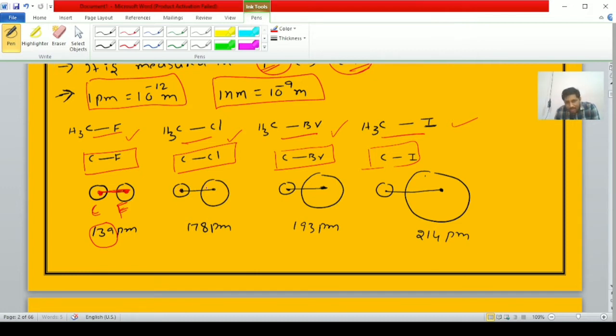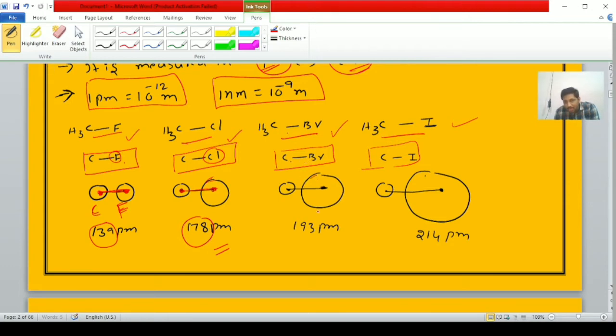Whereas in the case of carbon and chlorine in methyl chloride, what happens, student? The size of the chlorine atom is more than that of the fluorine atom. Here size increases, student. As the size increases, the distance between the nuclei of bonded atoms increases. As the distance increases, bond length also increases.